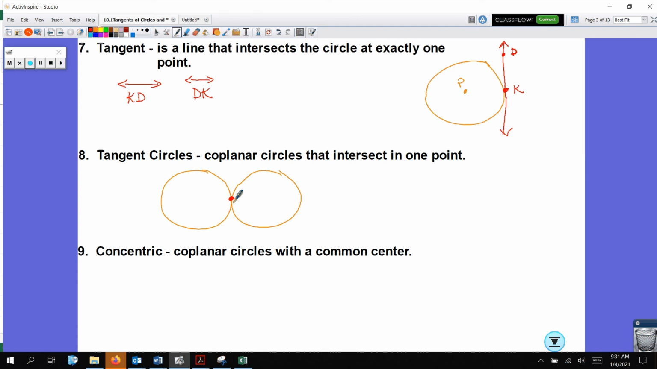Number 9, concentric is a coplanar circle with a common center. So it's almost like a circle within a circle. If we have a circle and we have our center P, the concentric circle is going to have the same center. Those are concentric. There's only a couple more, but if you need to pause to copy this down, please do so. And I would suggest drawing the pictures too. It's good to have a visual understanding of what we're talking about.